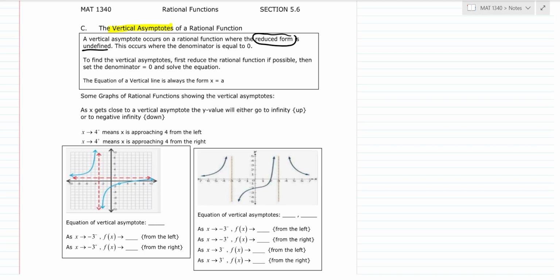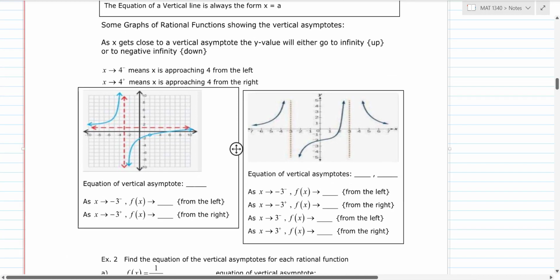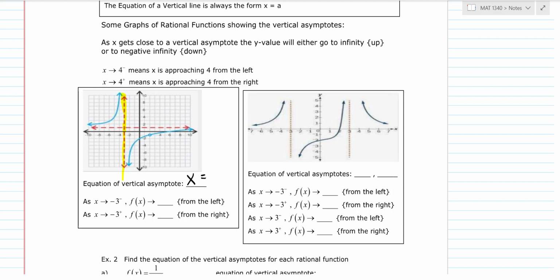So I'm going to give you a little bit of an idea of what happens at a vertical asymptote. A vertical asymptote is a place where the function's undefined, the reduced function's undefined. In this particular graph, there are a couple of things I want you to fill out. The vertical asymptote is this line right here, and it looks like it's going through -3. So we would say the equation of that vertical asymptote is x equals -3. The equation of a vertical line is always x equals whatever it goes through. It's x equals something, okay?